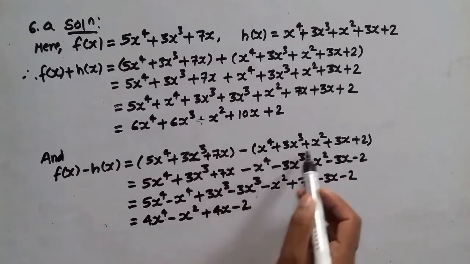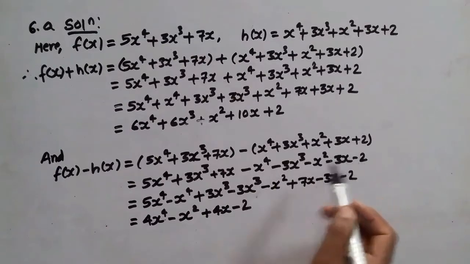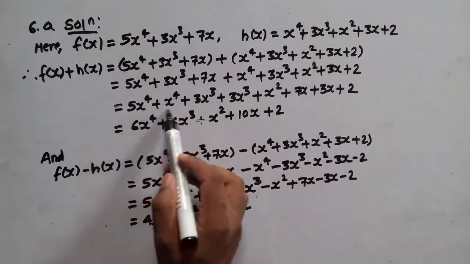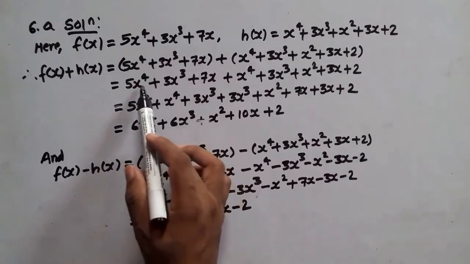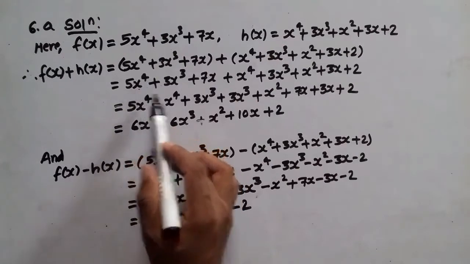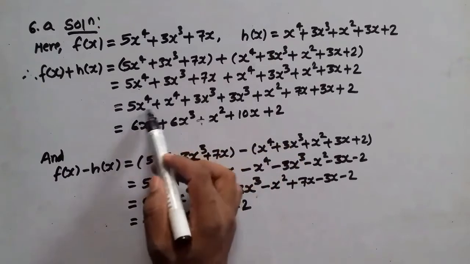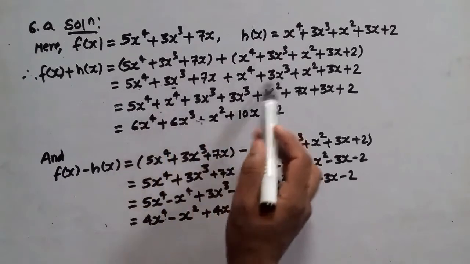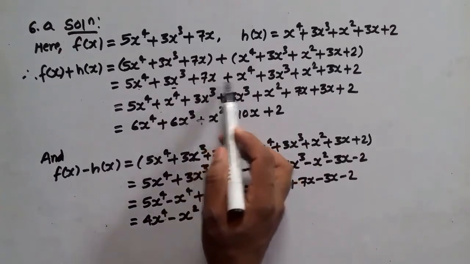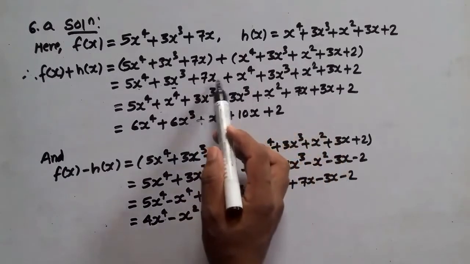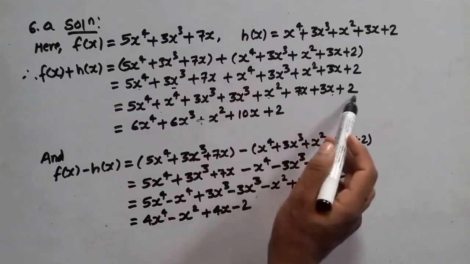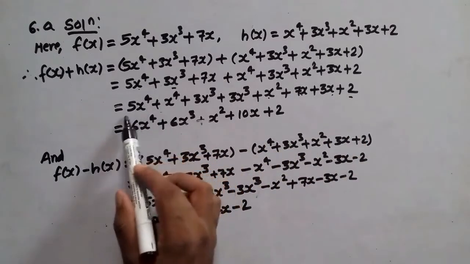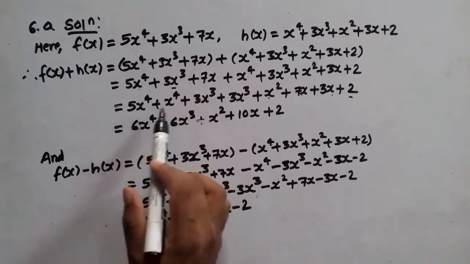Here all plus becomes minus. Then after this we have arranged the like terms, like this: x^4 and x^4 we have written together, then the power containing x^3 and x^3 written together, then containing x square, then containing x, and then the constant. After this we have to add or subtract whatever is possible here.